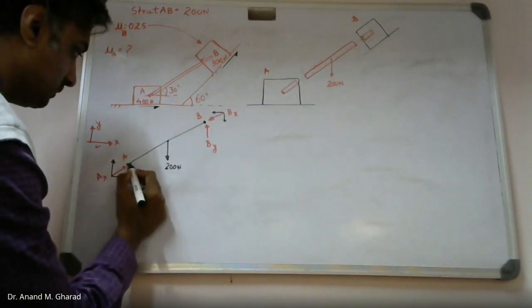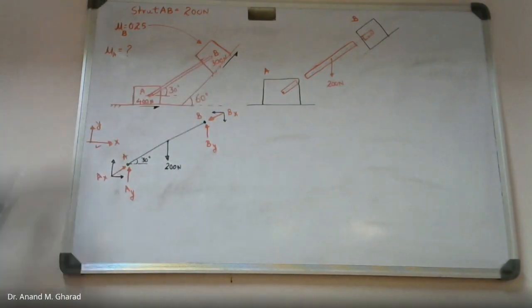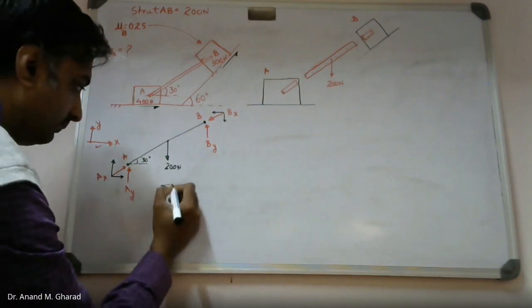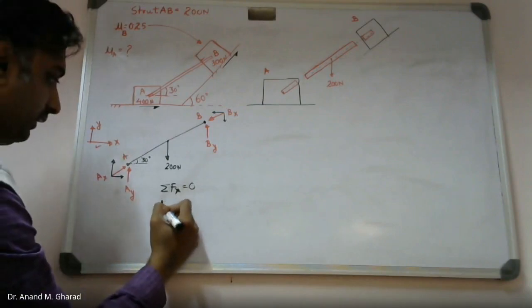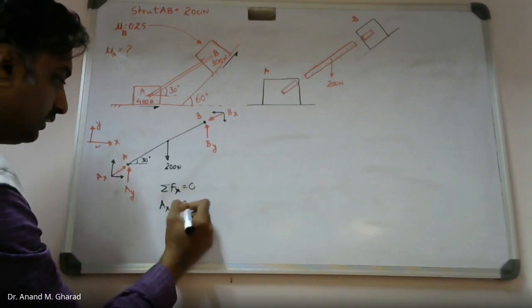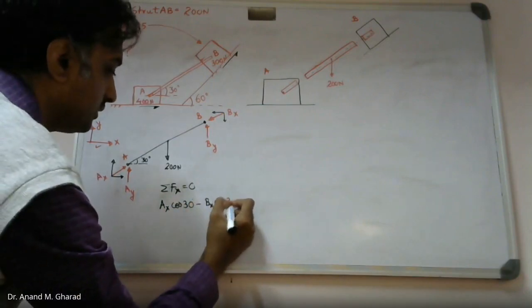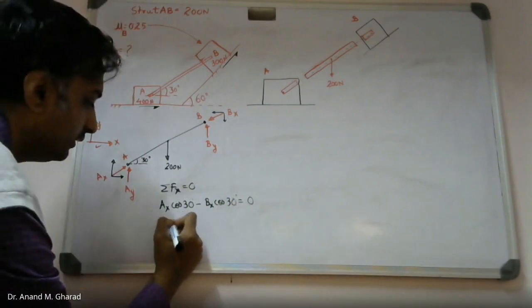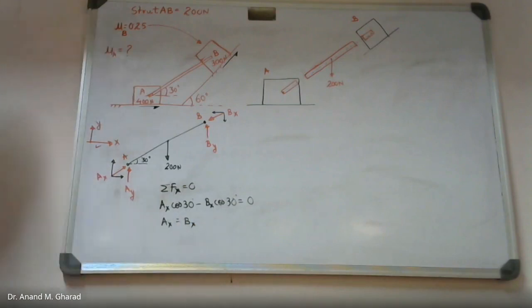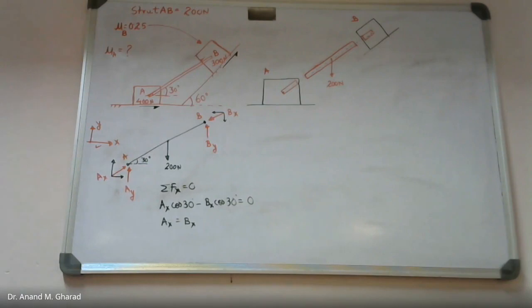You know this is 30 degree. This is given in the numerical. What you do? Equations of equilibrium, Fx equal to 0. So Ax cos 30 minus Bx cos 30 equal to 0. Over here, what do you observe? Ax equal to Bx, because there is no other horizontal force associated to it.